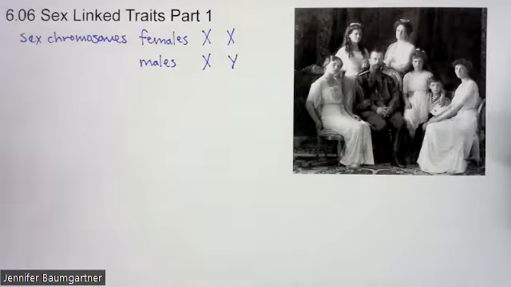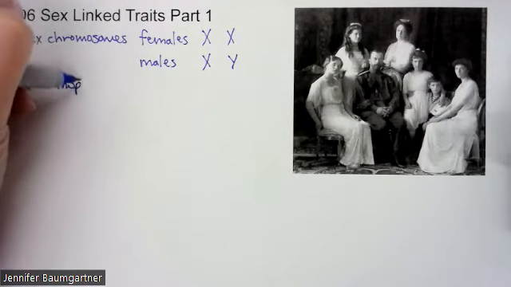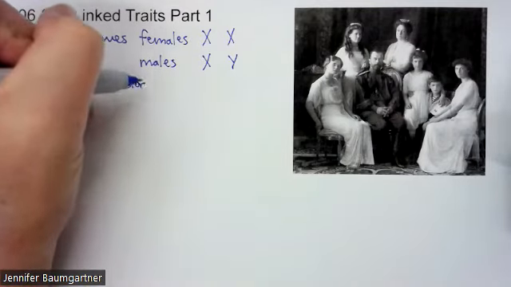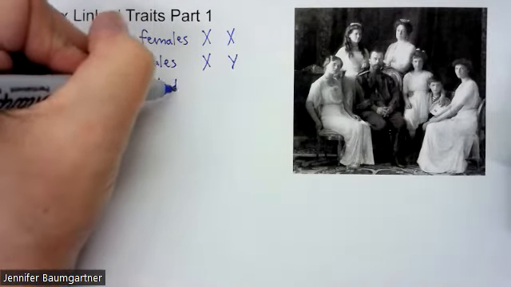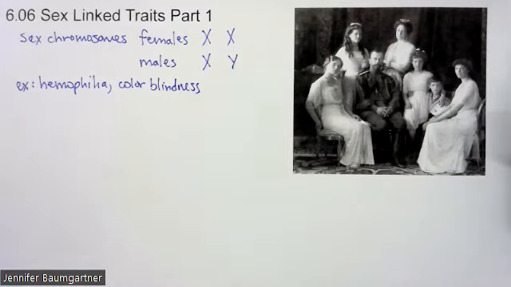So some examples of sex-linked traits, and in this case, we're talking about abnormalities or diseases, are hemophilia and color blindness. So in the next video, we'll do some practice problems with color blindness. But why do we talk about hemophilia when we talk about sex-linked traits? Well, there's a really interesting and rather sad intersection between history and science.